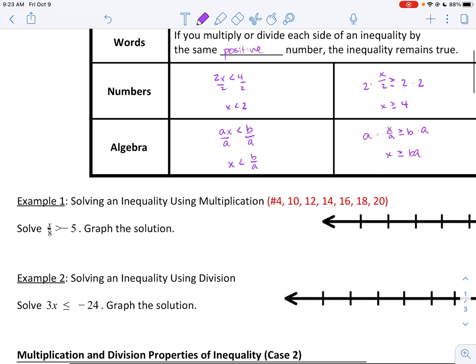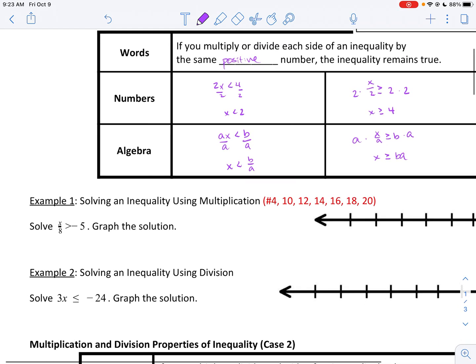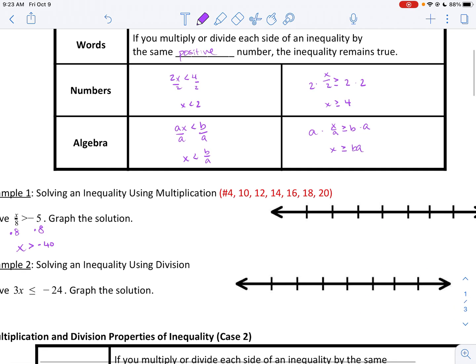Okay, so why don't we try example 1 and 2 together and then graph it. x over 8 is greater than negative 5. Graph the solution. Well, I'm dividing by 8, so let me multiply by 8. I have x is greater than negative 40. If I were to graph it, my variable is on the left side, is it an open or closed circle? It looks like an open circle, and it's going to the right. So negative 40, go by tens, keep it simple. Open circle going to the right.